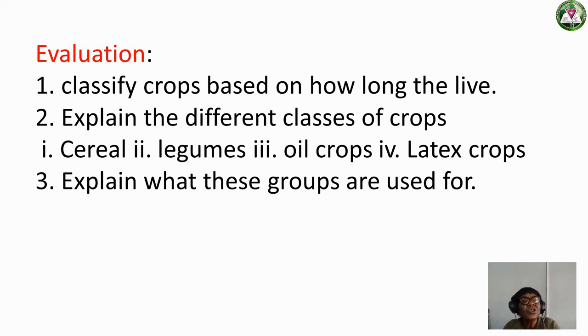So I would like you to do the following. Classify crops based on how long they live. Explain the different classes of crops, whether they live 1 year, 2 years, or 3 years, how long they live before they die. Crops like cereals, legumes, the oil crops, the latex crops. Then explain what these crops are used for. What do we use oil crops for? What do we use legumes for? And what do we use cereal crops for?